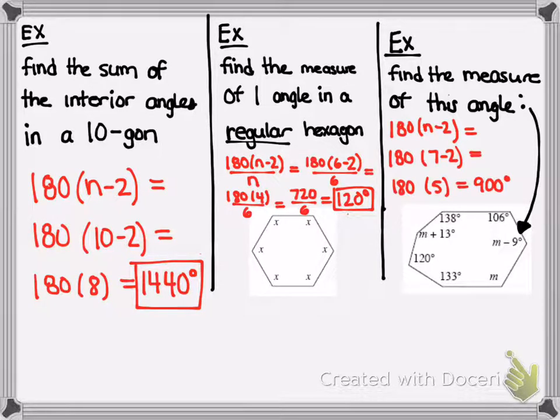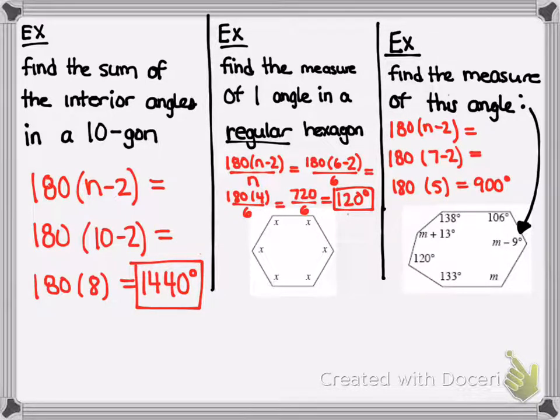When I count it, this one has 7 sides, so using that formula, 180 times n minus 2, I get 900 degrees for the sum of all 7 interior angles. Now, if I want to find that one angle that's marked, the m minus 9, I'm going to have to figure out a way to solve for m.